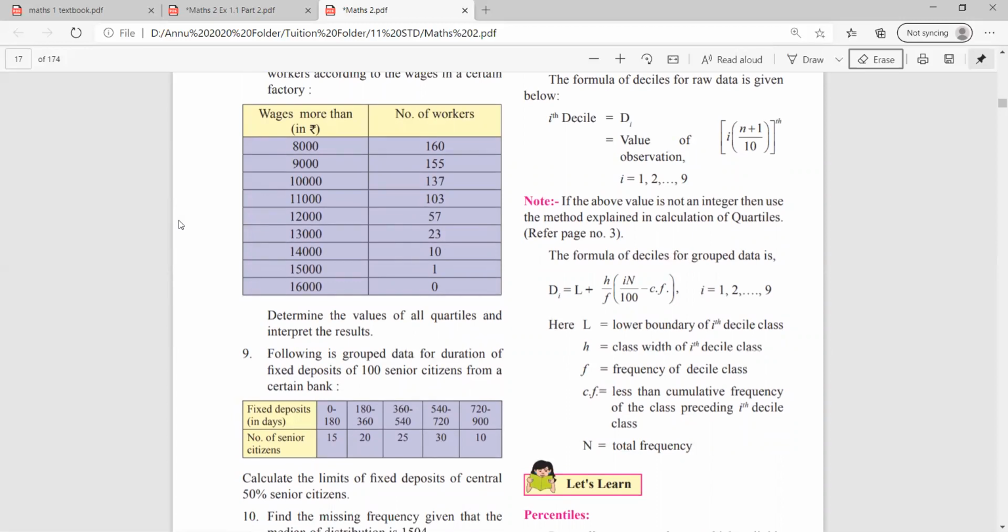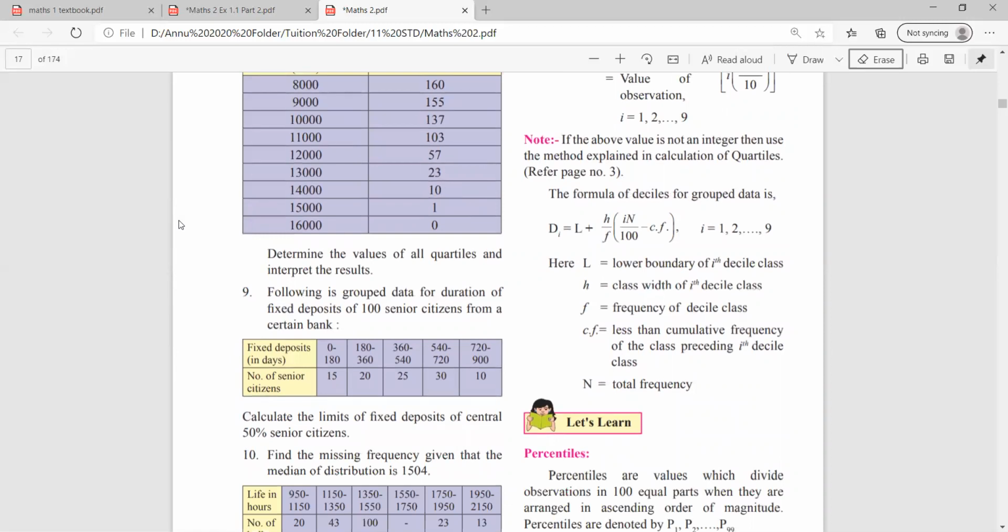Coming to the next sum, sum number 9 I am taking, because we are going in the order of easy to difficult. Okay. Now coming to sum number 9. Following is the group data for duration of fixed deposit of 100 senior citizens from a certain bank. You have to calculate the limits of fixed deposit of the central 50% of senior citizens.